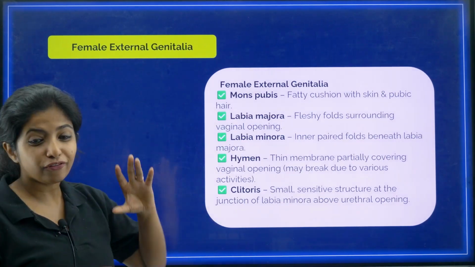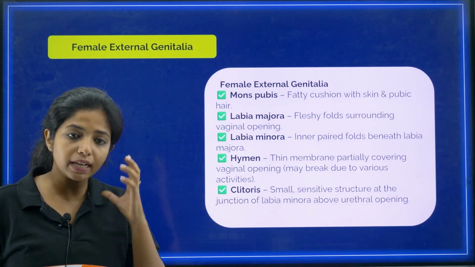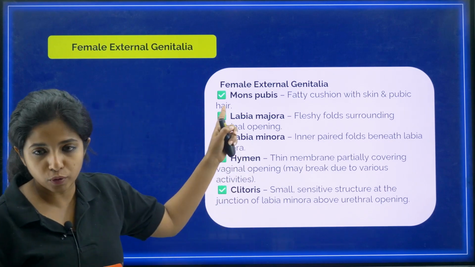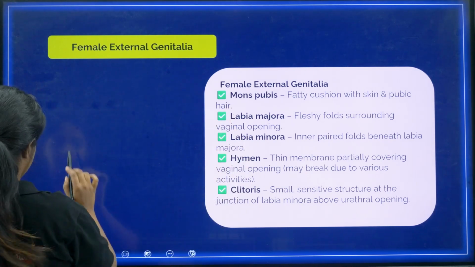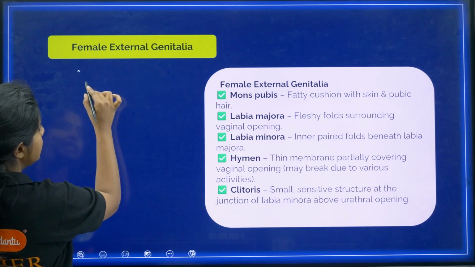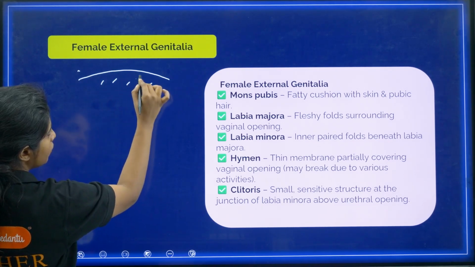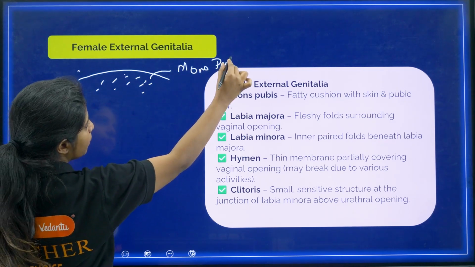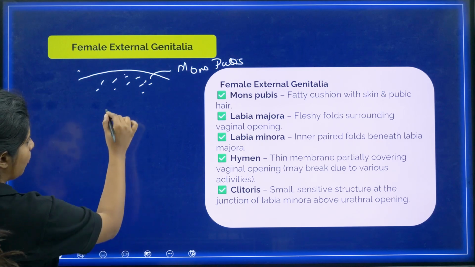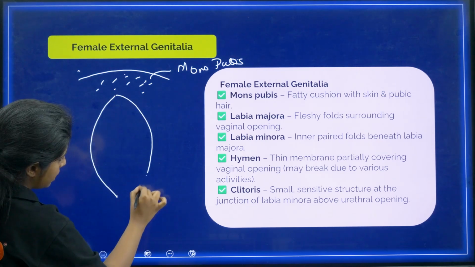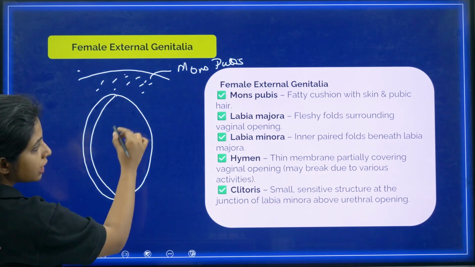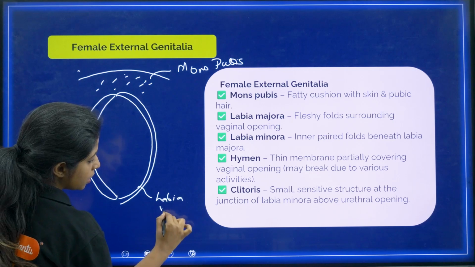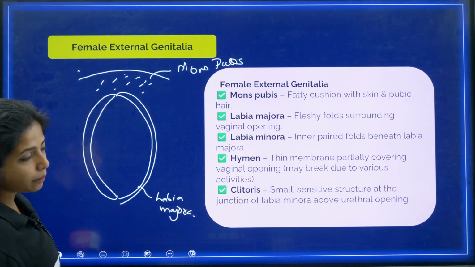Now going ahead, you have the female external genitalia, my dear children. The female external genitalia are the female genital organs which are externally visible. So over there, what do you have? You have the mons pubis. There is a cushiony layer over here which obviously has lots of fat and also hair. This structure is known as the mons pubis, my dear children. Now, there will be a layer which is like this. This is also fatty and cushiony, and these are known as fleshy folds. Basically, it is known as the labia majora.